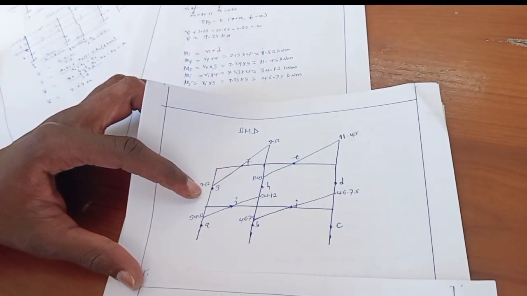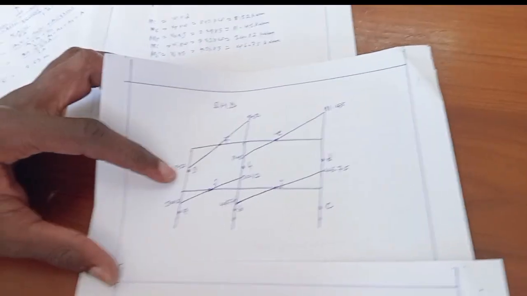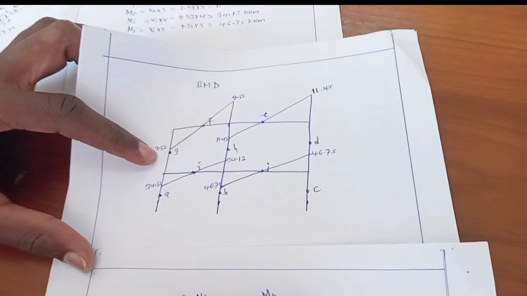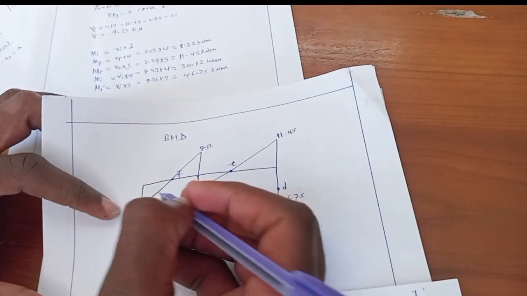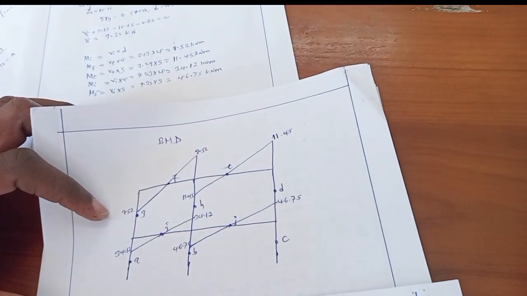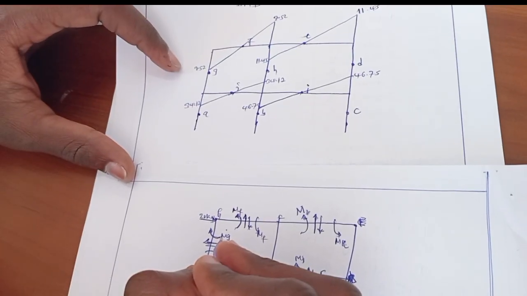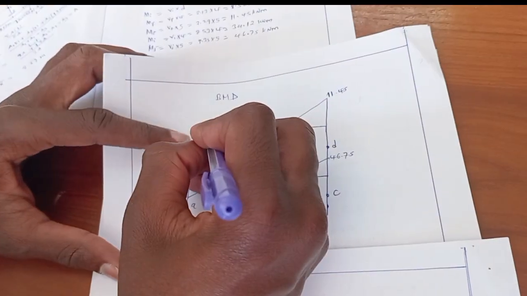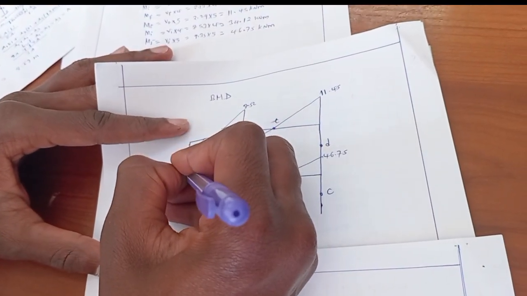MG is this one. The tail for MG is at this region. MG is at this region, so its bending moment diagram will be in this way.